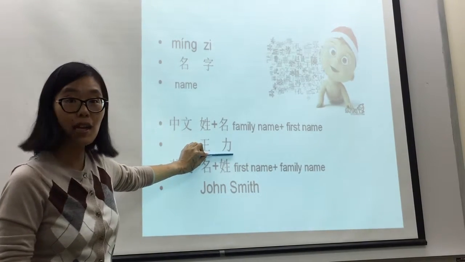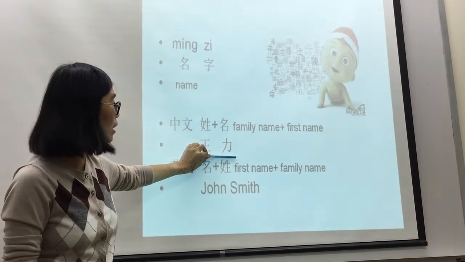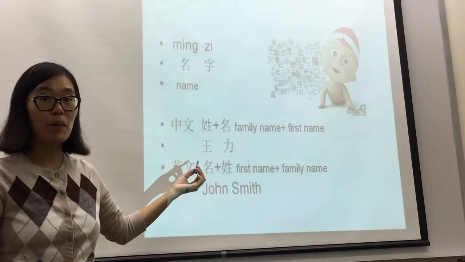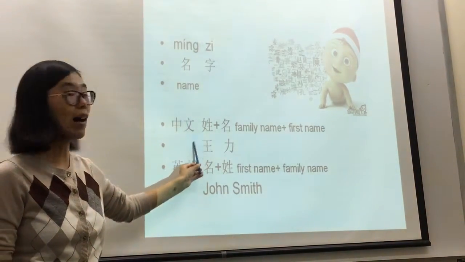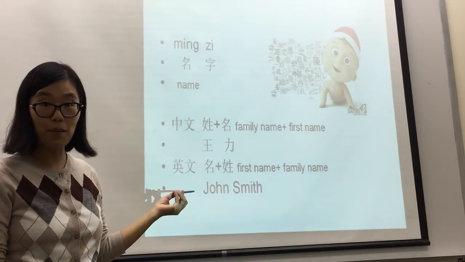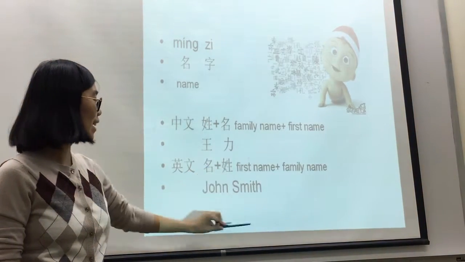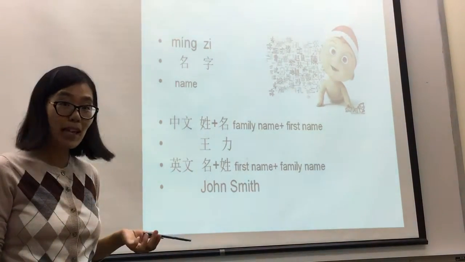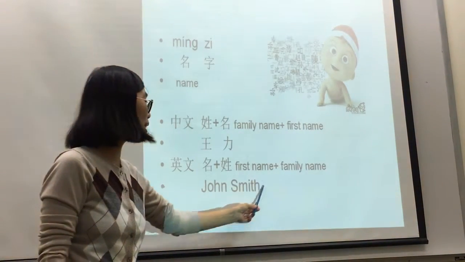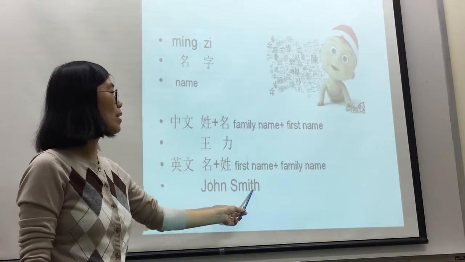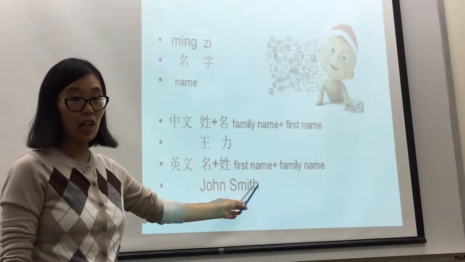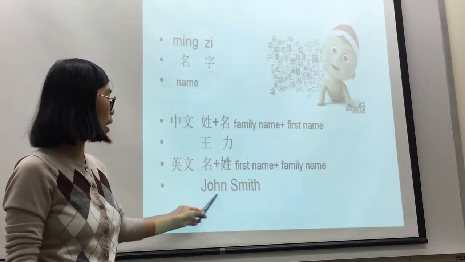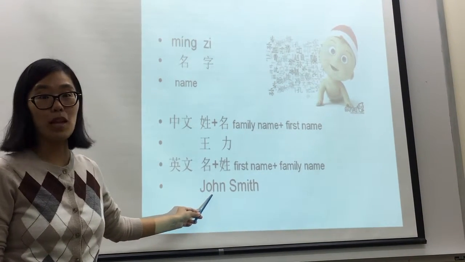This is a Chinese name 王丽. So which one is the family name? Wang. And which one is the first name? Li. Here, English name here. English, which one is the family name? Of course, Smith, because family name comes in the end in English. And here, first name comes first. John is the first name.